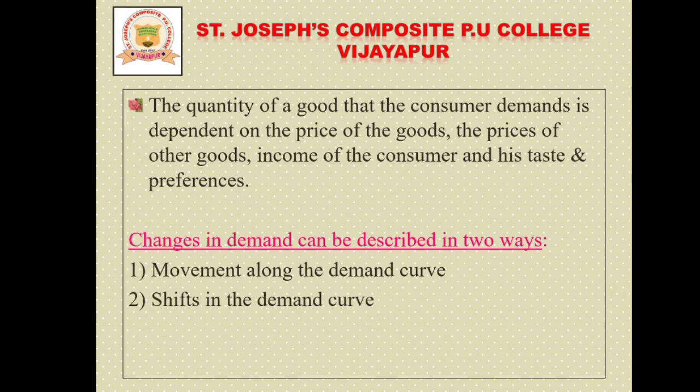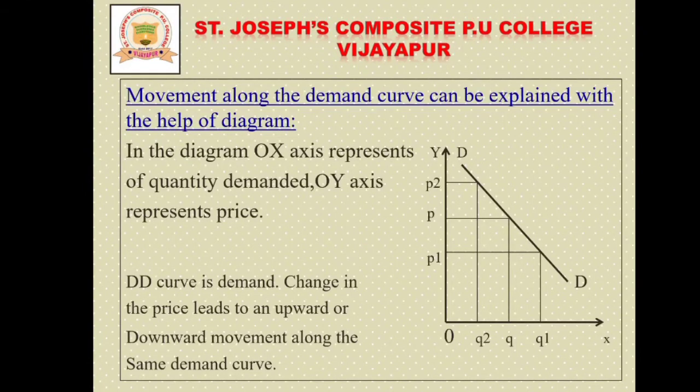So changes in demand can be divided into two ways: one is movement along the demand curve, and another is a shift in the demand curve. Now first we will discuss movement along the demand curve. This can be explained with the help of a diagram. Remember the first point: why will movement take place? Because of changes in its price. Now observe this diagram. On the OX axis is the quantity demanded, Q1 and Q2.